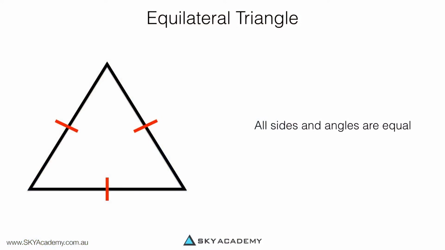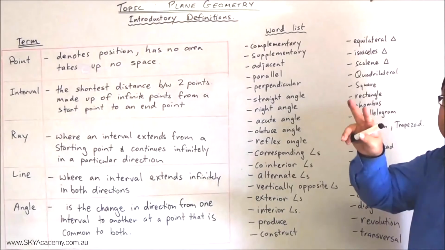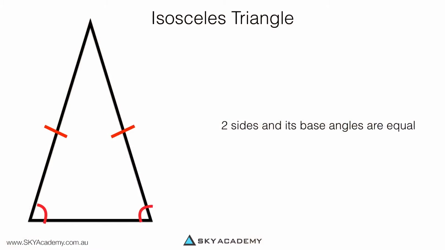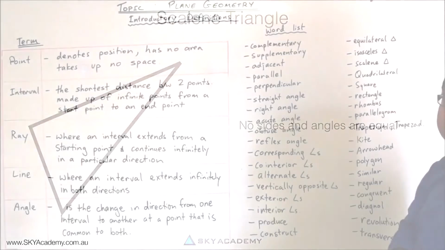Equilateral triangle is a triangle where all the sides and all the angles are equal. Isosceles is where two sides and two angles are equal. Scalene is where you've got no angles and no sides that are equal, right?